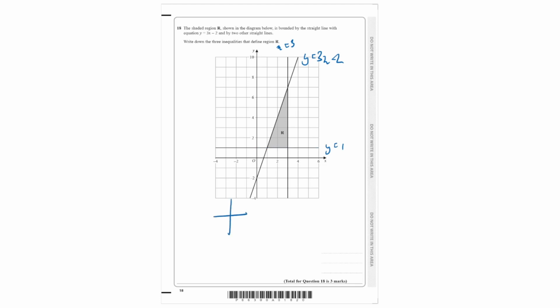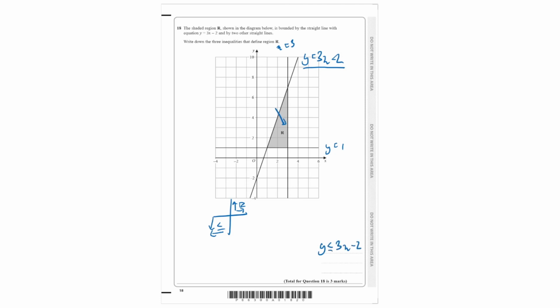When dealing with inequalities, if it is going up or to the right, it's greater than or equal to. If it is going down or to the left, it is less than or equal to. So let's start off with the answer they gave us. y is equal to 3x minus 2. It is going down into R. So we can simply write y is less than or equal to 3x minus 2.